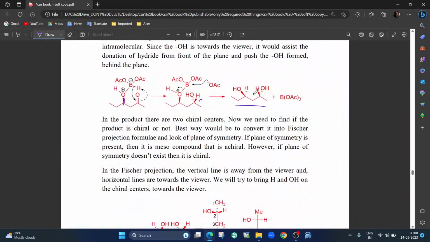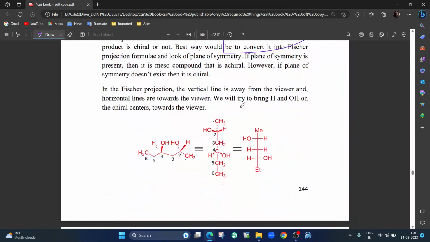If it has a plane of symmetry, it will be achiral. If it does not have a plane of symmetry, it will not be achiral. So you can see very clearly here, if you imagine this screen as a plane, behind the screen is OH, and in front of the screen is OH. So of course it is not obviously chiral, but the best way will be to convert it into a Fischer projection formula, and then you will get it easily. So you see here, we have drawn it like that.